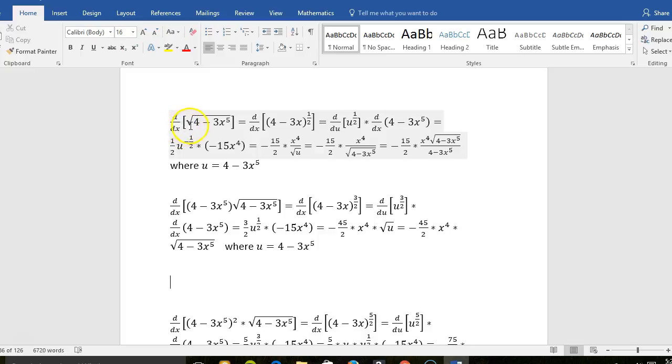D by dx of the square root of 4 minus 3x to the fifth. That's d by dx of 4 minus 3x to the half power. Remember, the square root is the 1/2 power. Now this is going back to the chain rule. So remember, we let u equal the 4 minus 3x to the fifth.